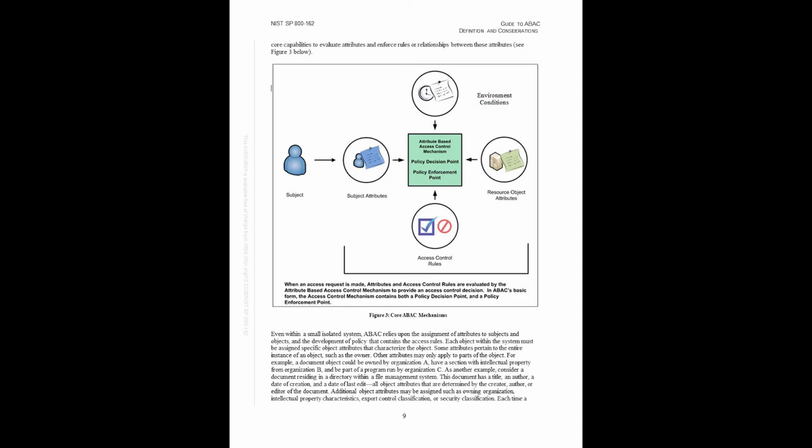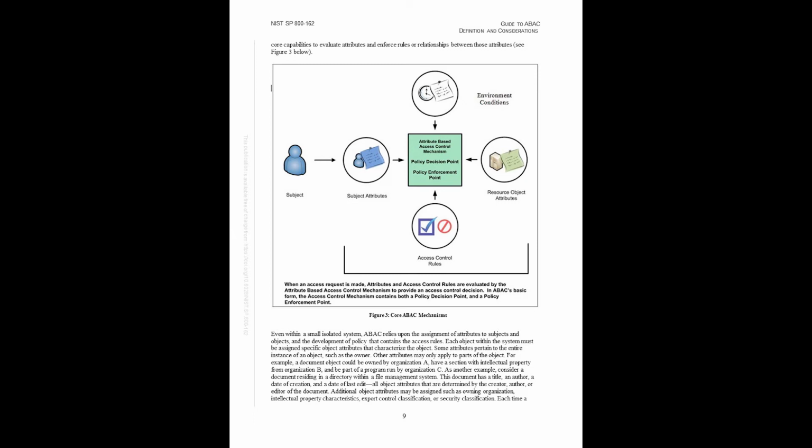Even within a small isolated system, ABAC relies upon the assignment of attributes to subjects and objects, and the development of policy that contains the access rules. Each object within the system must be assigned specific object attributes that characterize the object. Some attributes pertain to the entire instance of an object, such as the owner. Other attributes may only apply to parts of the object. For example, a document object could be owned by organization A, have a section with intellectual property from organization B, and be part of a program run by organization C.